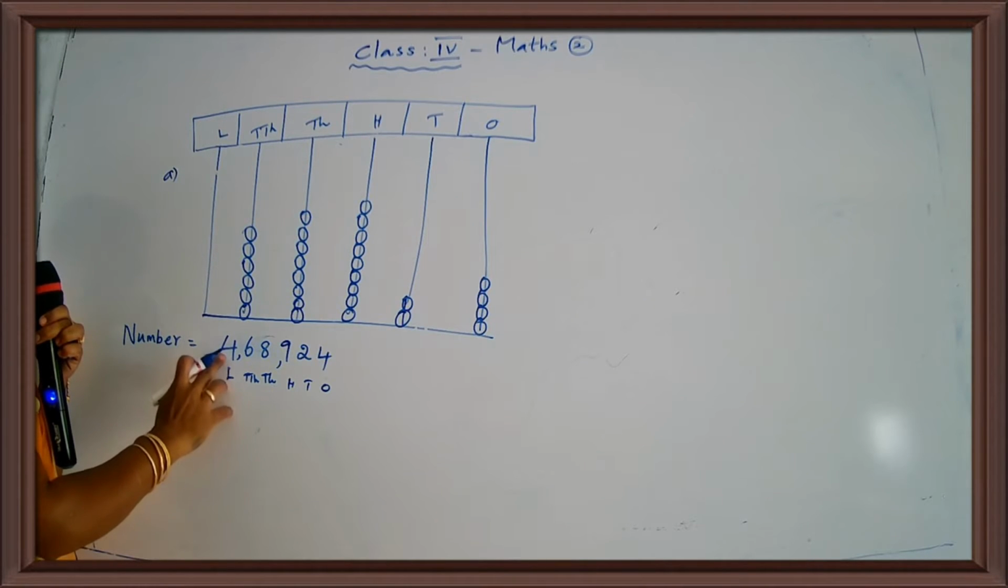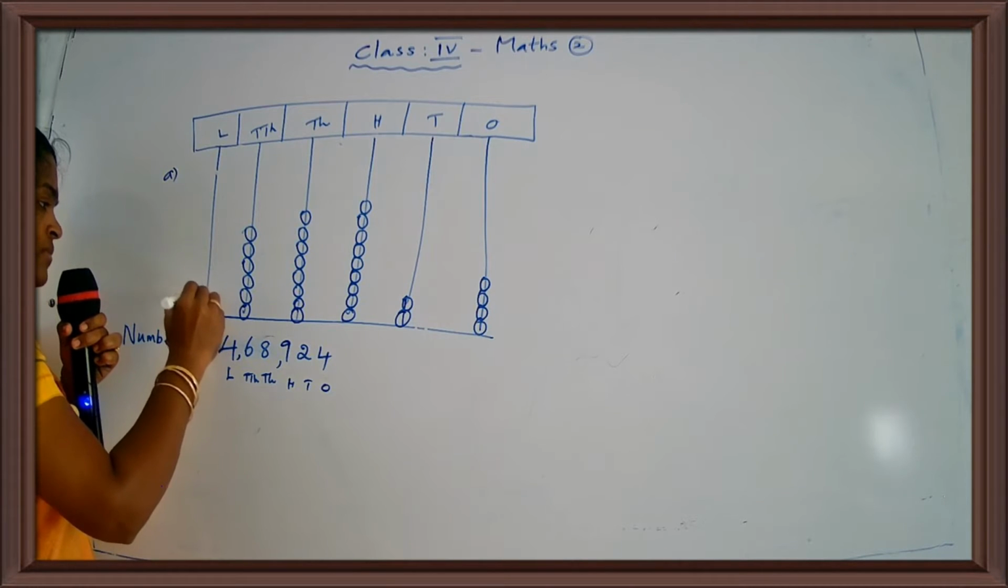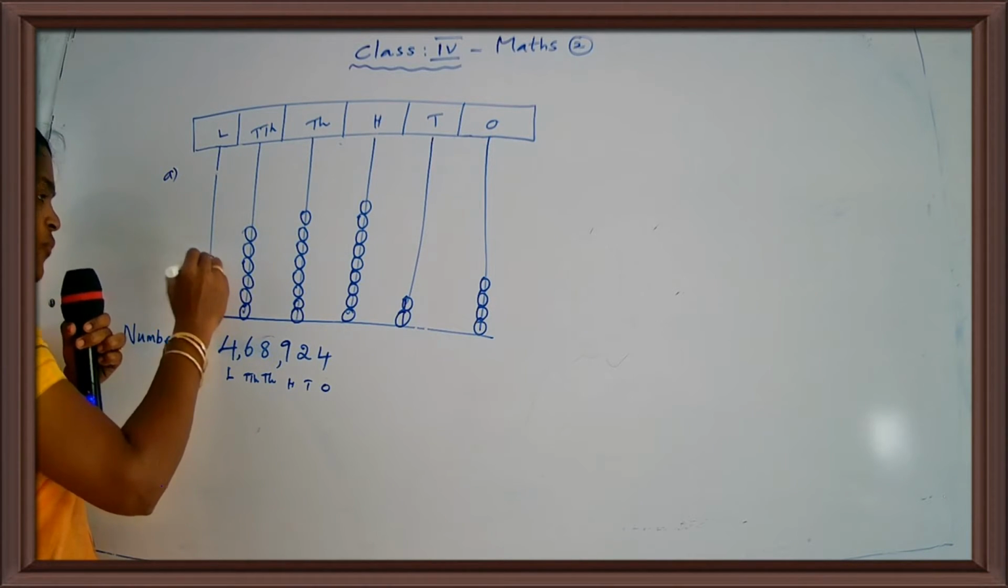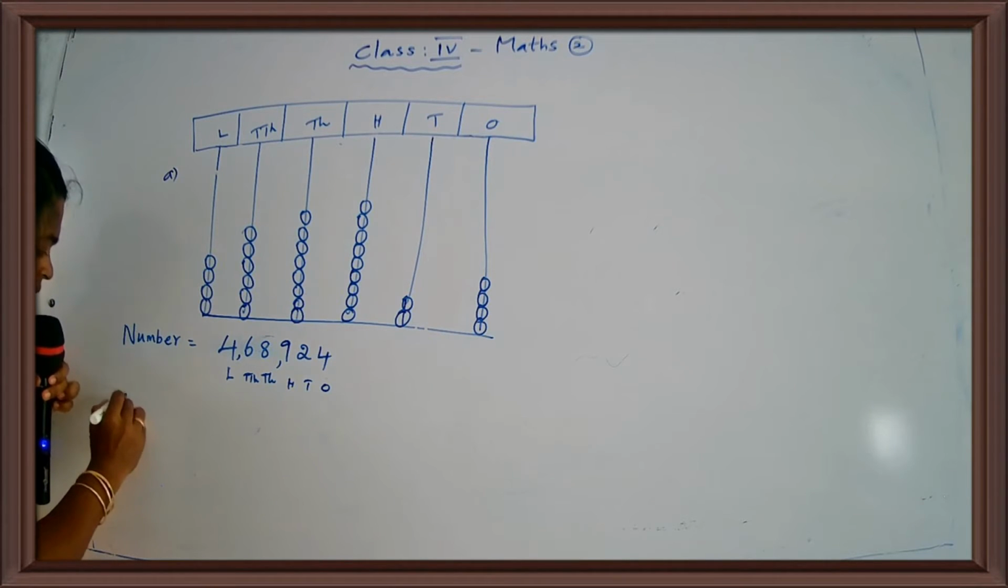Next, lakhs place. Which number? 4. Okay, so you draw 4 beads. 1, 2, 3, 4. Okay children, do you understand? Yes. So your question is draw beads on the abacus. Okay, that is finished. You drew it, yes. Now you write the number name. What's the number name?